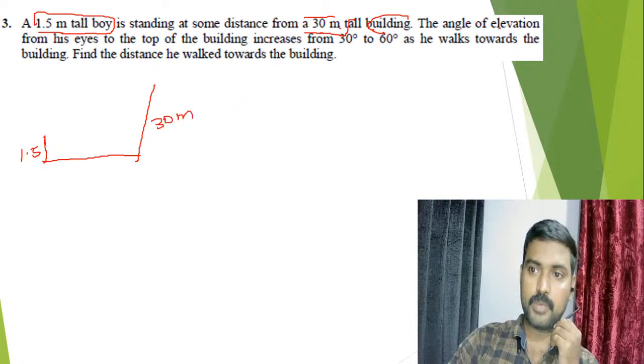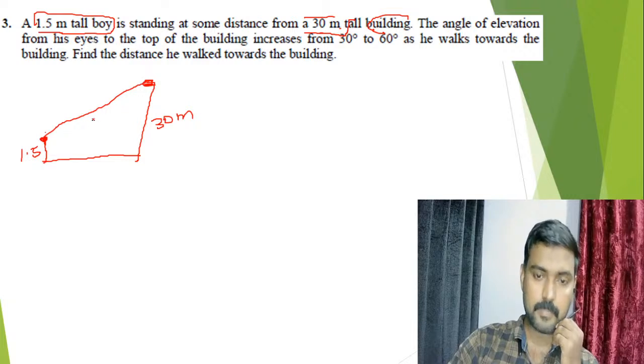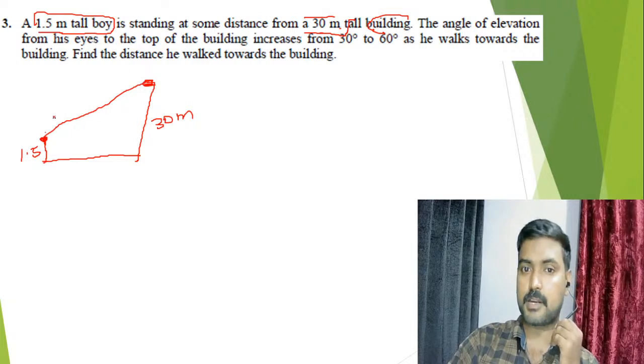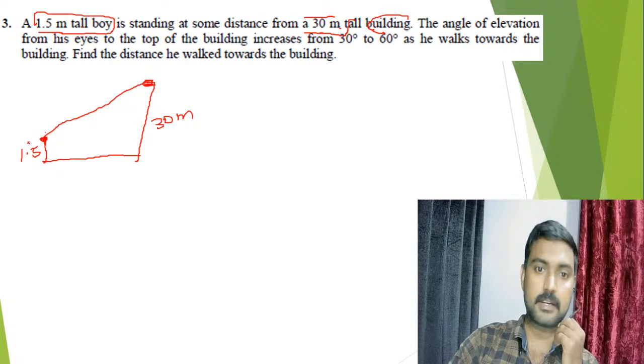The angle of elevation from the eyes, here is the eye of the boy. From here he is observing the top of the building. So the top of the building is observed, there will be a line of sight. So my dear students, we marked a line of sight. We did not get a right angle triangle. To get the right angle triangle, draw a horizontal line from his eye. So we got a horizontal line also.